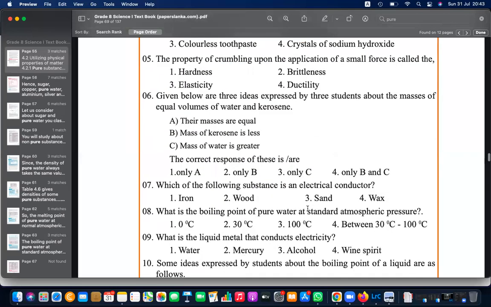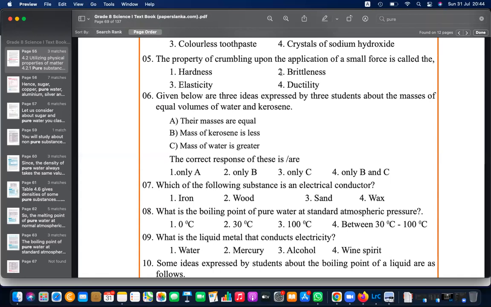Okay, fifth one and sixth one. Property of trembling upon the application of small force is called brittleness. Can you give me a few examples having brittleness? Your answer is correct. Can you give me one example for that?